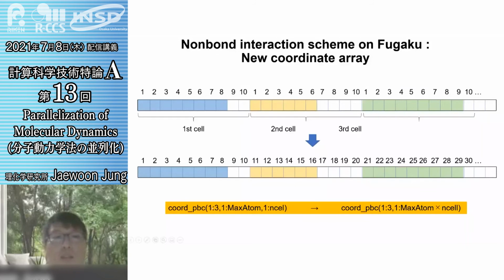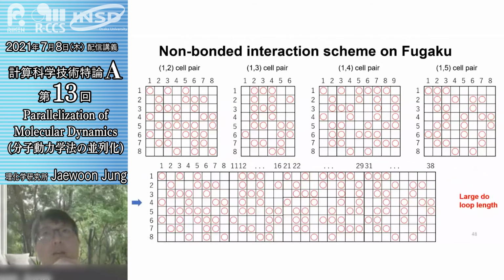So this one, 1 to 3 is XYZ coordinate, and 1 to MX atom is this local coordinate in each cell, and 1 to N cell is the cell index. This one is the original array structure, but on Fugaku, just to optimize the performance, the first thing we did is not to use this separated cell and atom index, but combine the index in this way. The reason is to increase the loop length as much as possible.